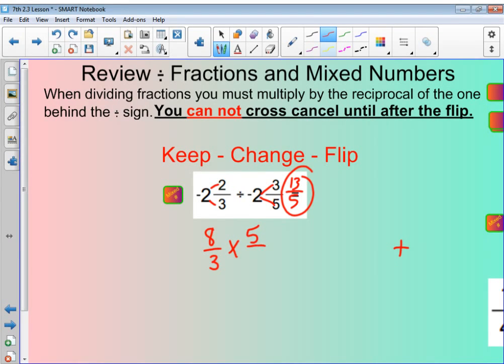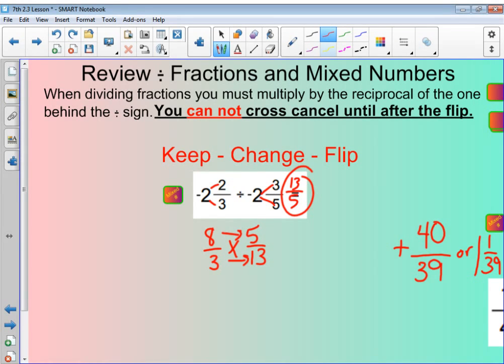So 5 over 13. So looking at those, I don't see anywhere I can cross cancel because 8 won't go into 3 or 13. 5 and 3 and 13 do not have a common factor, so now we're just going to multiply straight across. 8 times 5 is 40 over 3 times 13 is 39. As a mixed number, that would be 1 and 1 over 39.